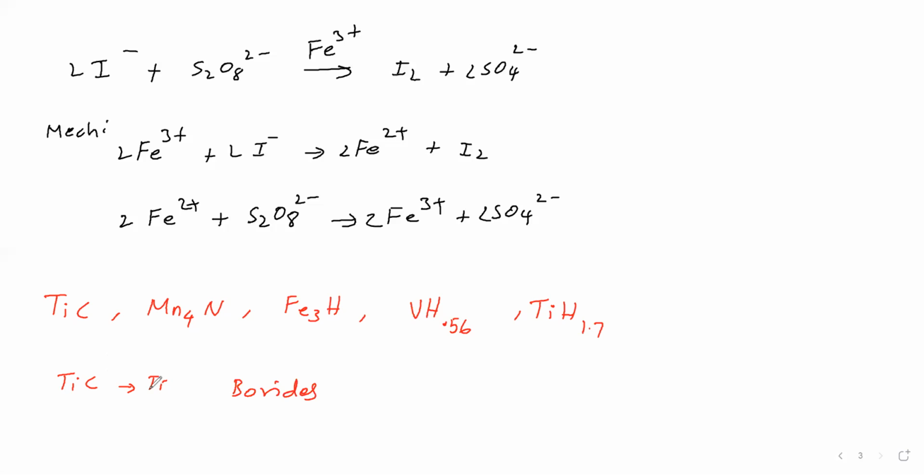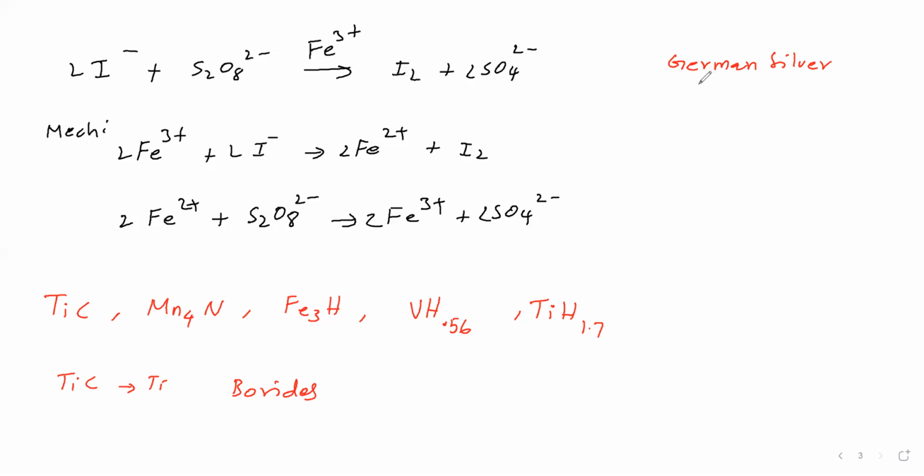Next, we will see alloy formation. Alloys are formed when different metals combine together. Non-metals and metals also form alloys. So what alloys are possible? That we will see. We will take German silver.